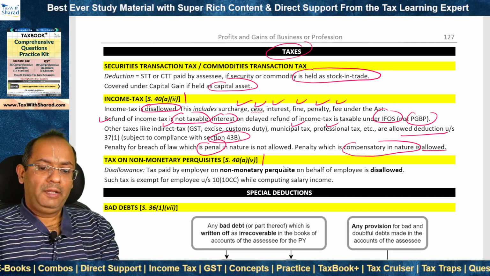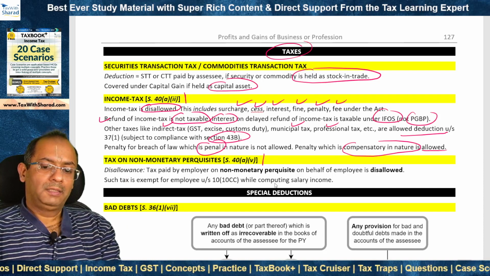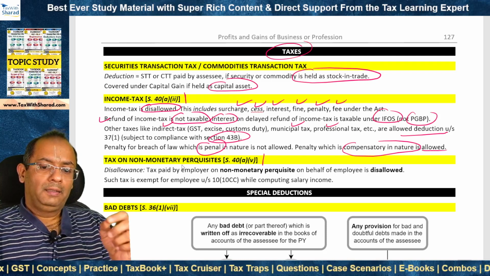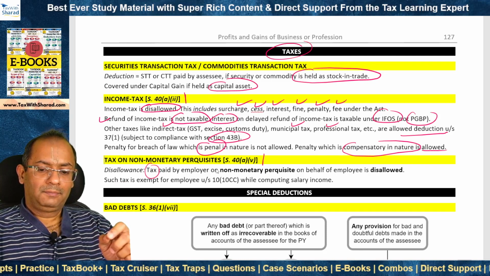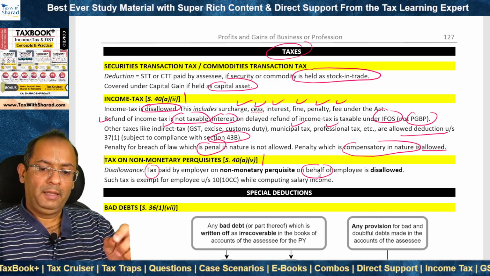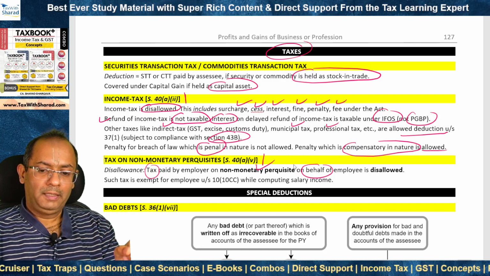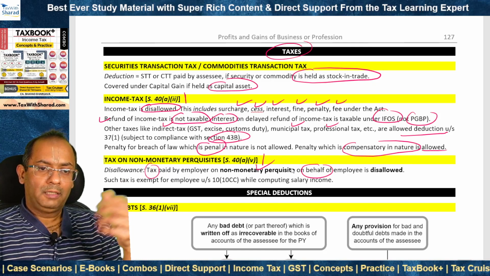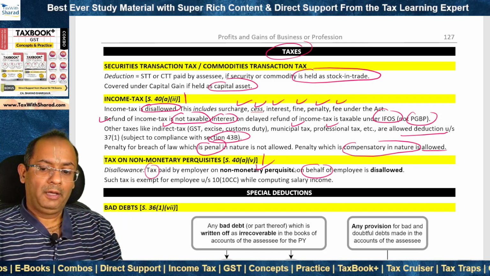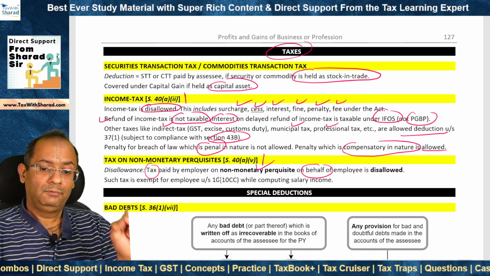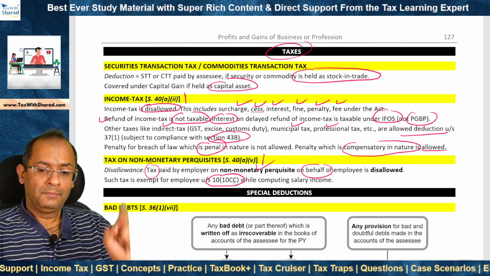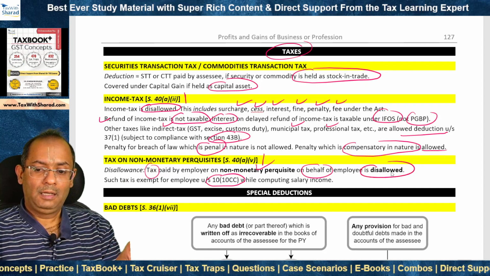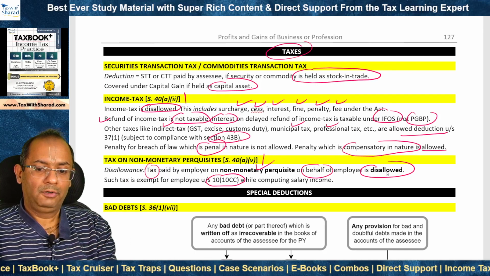Now, section 40A(5B) deals with tax on non-monetary perquisites. While discussing the topic on salary, we noted that if the employer pays tax on behalf of the employee on non-monetary perquisite, although it is generally considered as perquisite because it is the obligation of employee which is met by the employer, it is specifically exempt in the hands of the employee under section 10(10CC). Consequently, such tax which is paid by the employer is disallowed in the hands of the employer under section 40A(5B).